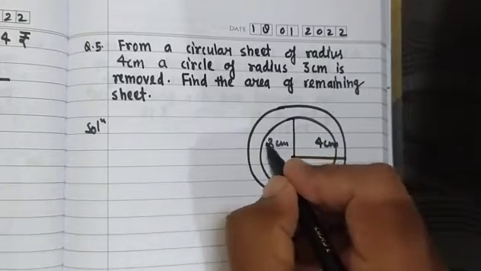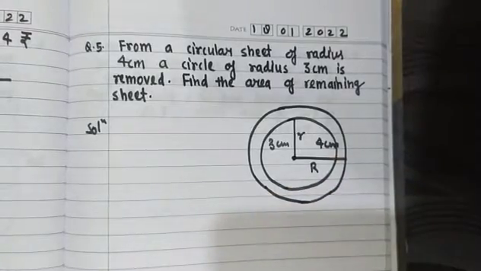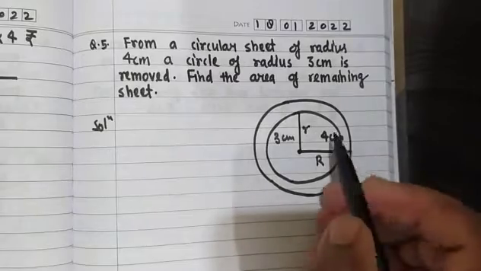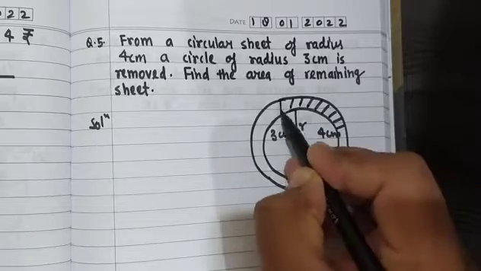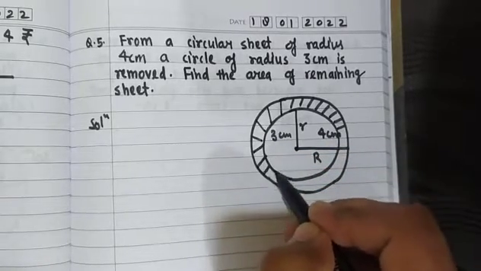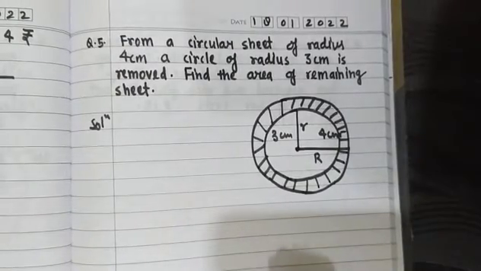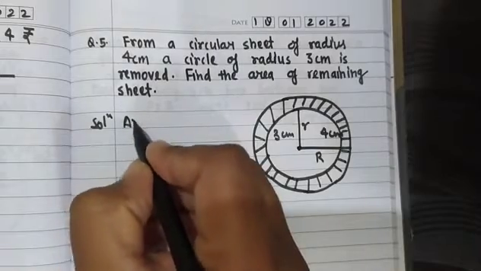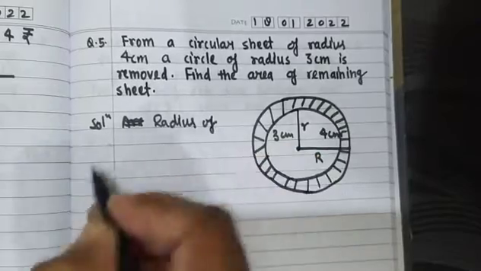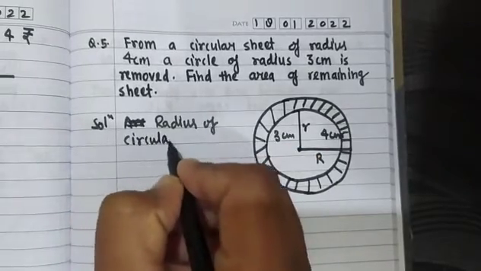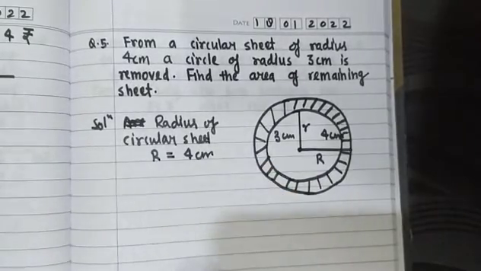So let us consider, we say it as small r is the radius of inner circle and capital R is the radius of outer circle. So after removing the inner circle, the shaded area, this shaded area will remain. So you have to find the area of this shaded part. Okay? So firstly radius of circular sheet, that is capital R, is equal to 4 cm.